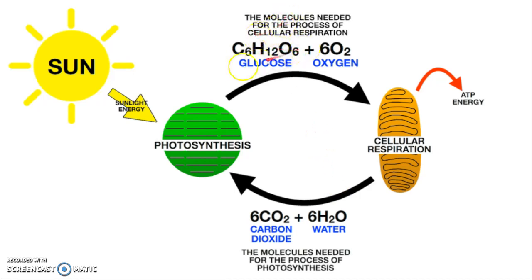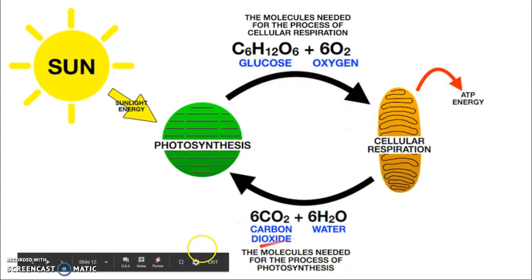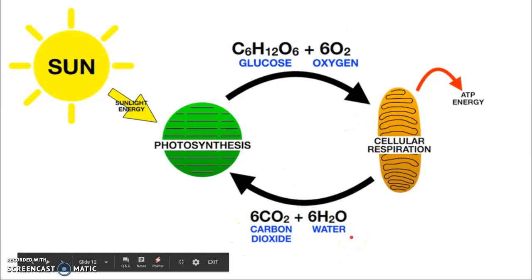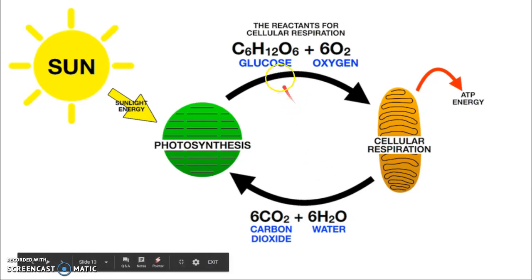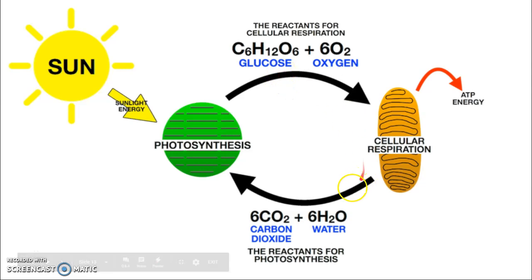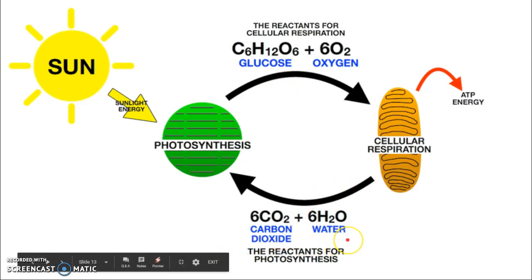So these molecules are needed for the process of cellular respiration. So if the chloroplast doesn't make these, then the mitochondrion can't do its job. And the same thing is happening down here for the chloroplast. So these are the reactants for cellular respiration. And these are the reactants for photosynthesis.